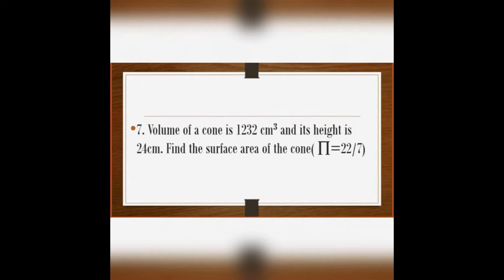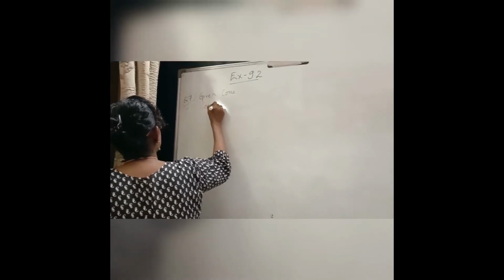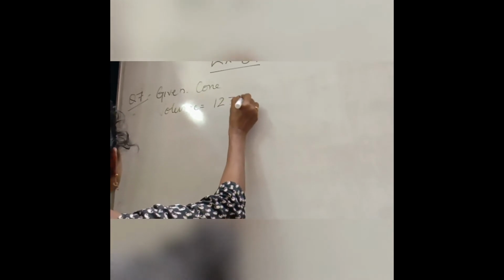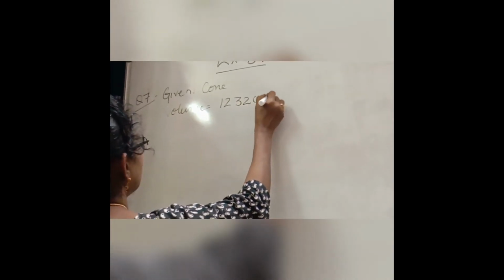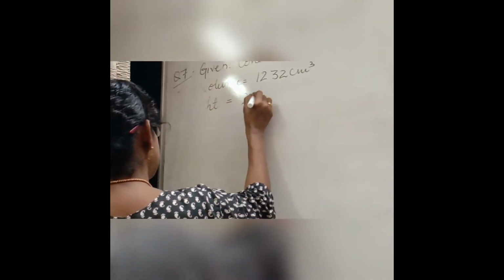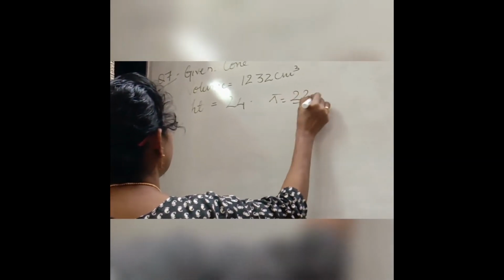Question number 7. Volume of a cone is 1232 centimeter cube and its height is 24 centimeter. Find the surface area of the cone. Pi is equal to 22 by 7. Now given is a cone. Volume is given as 1232 centimeter cube and height is given as 24 centimeter. Pi is given as 22 by 7.